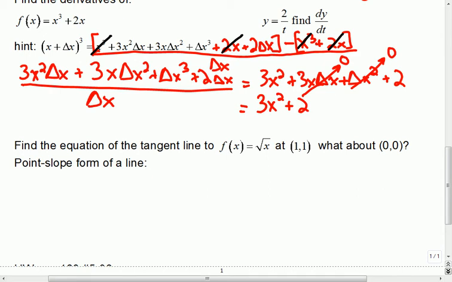So if I wanted to know the slope, let's just see if we're on the right page here. If I want to know the slope of the tangent line at x equals 2, what will it be for x cubed plus 2x?